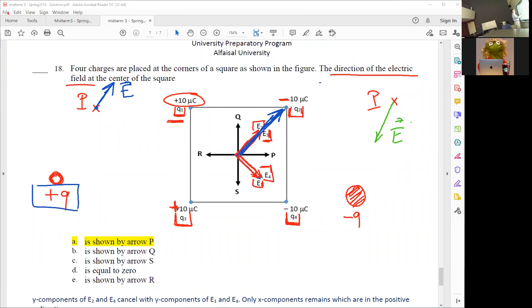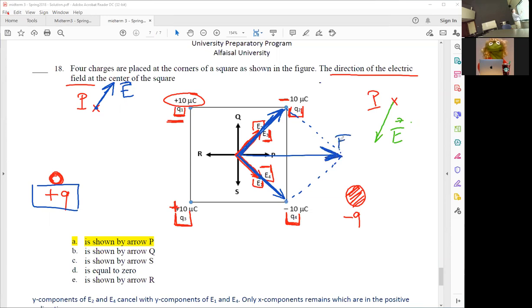And the sum of the 2 vectors, or the 2 electric fields, E1 and E4, will be this also bigger vector electric field, which means the total electric field will be the sum of these 2 blue vectors. When you add them up, you end up with this vector sum.